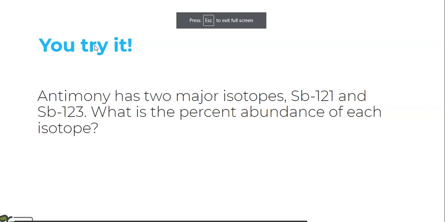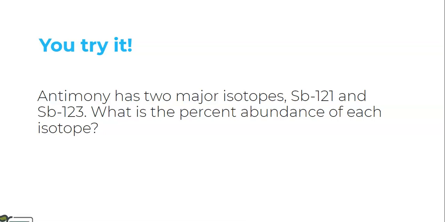So look at these two isotopes. The average atomic mass you can get off your periodic table, but to save you a little time, I will tell you that it's 121.75. Okay, so pause and then press play when you're ready to go through this, and we'll go through this again.